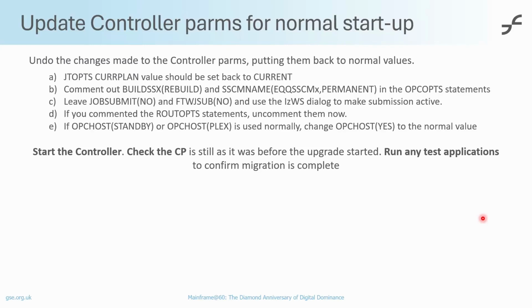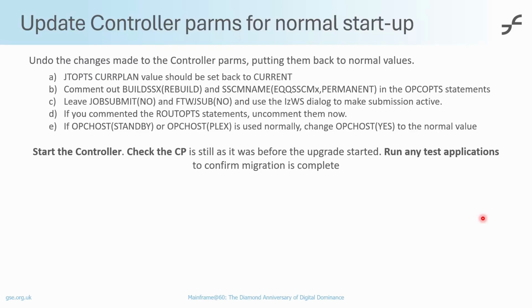You can check your current plan is still as it was before the upgrade started. You can run any test application, so you can increase the parallel server only on the workstation that hosts your test application jobs. So you can simply run those test applications. If anything goes wrong, you can stop and no live job, no production job ran. But if everything is okay, your migration is complete and you can successfully run with the new version.